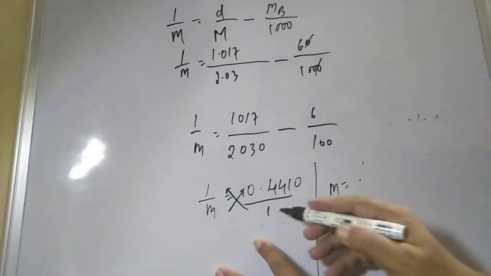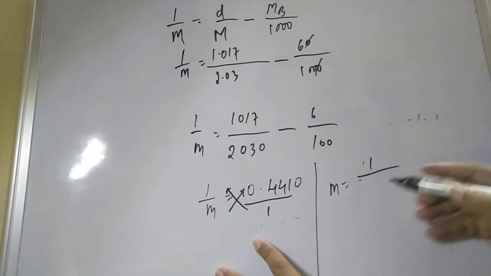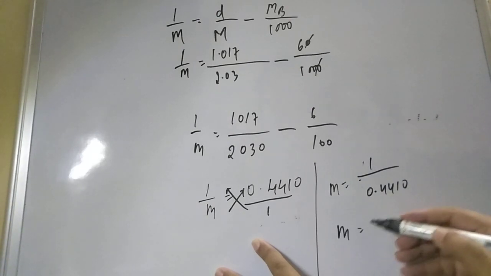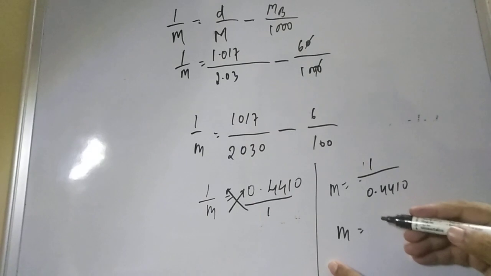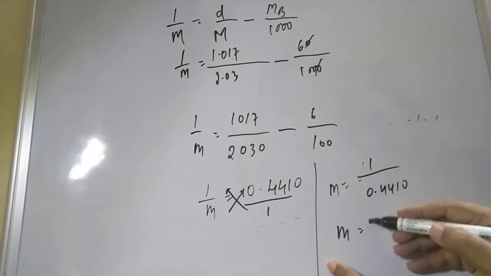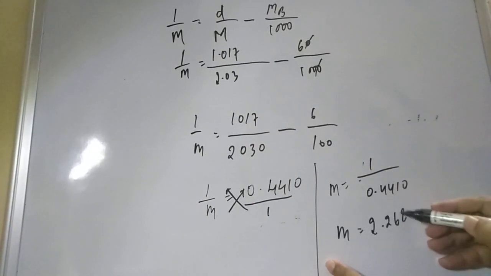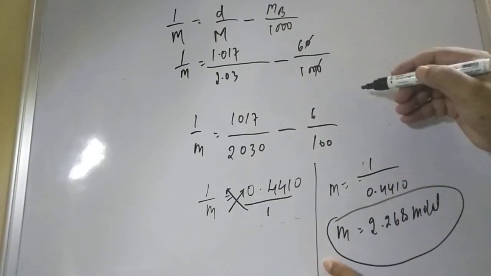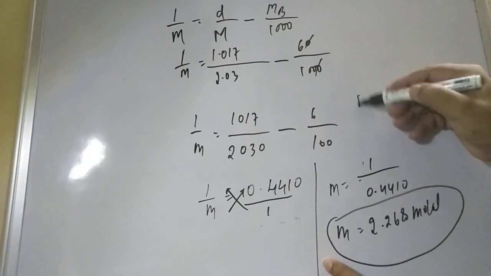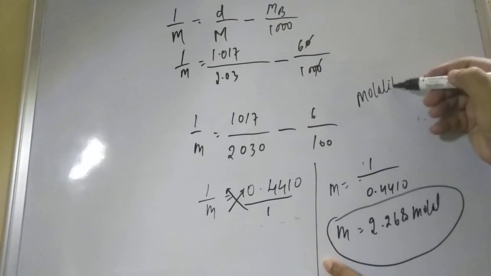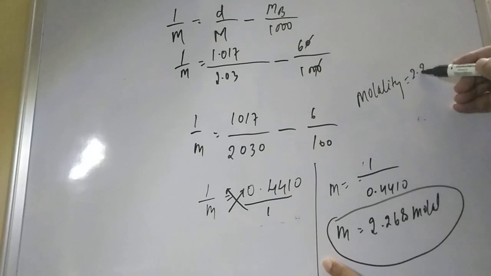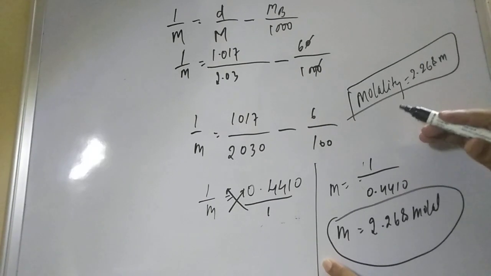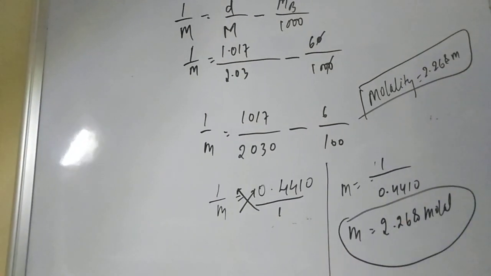So m is equal to 1 by 0.4410. So m is equal to how much will come? If you are dividing, it is coming 2.268 molal. Okay, so this is the molality. Or you can write that molality is equal to 2.268 small m. Small m is the unit of the molality. So this is all about this problem.